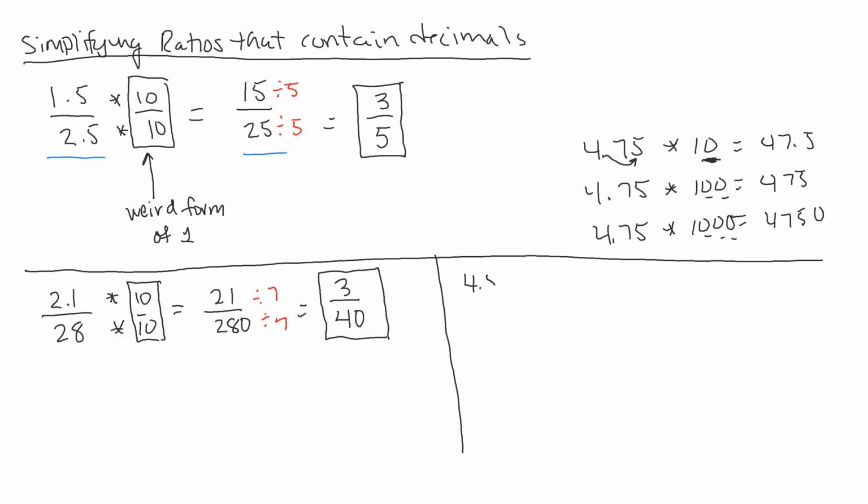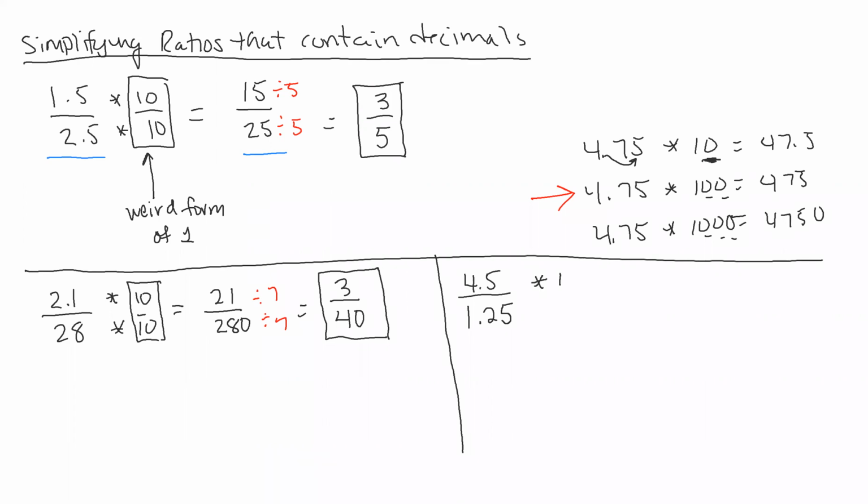Let's say I have 4.5 over 1.25. Now this one's a little bit different. Both the numerator and denominator have decimals, but they have a different number of decimal places. The first number has 1 decimal place. The second number, the denominator, has 2 decimal places. Well, if we go back here, we could see that if I multiply by 100, which has 2 zeros, that moves my decimal 2 places to the right. I have to at least multiply by 100 because of this denominator.